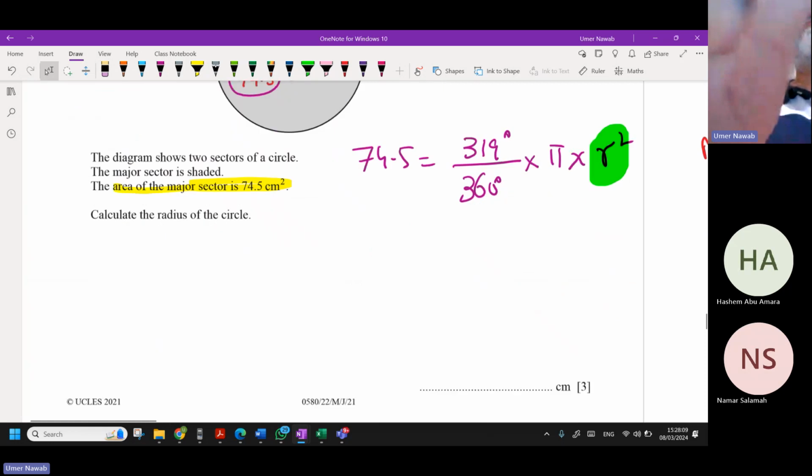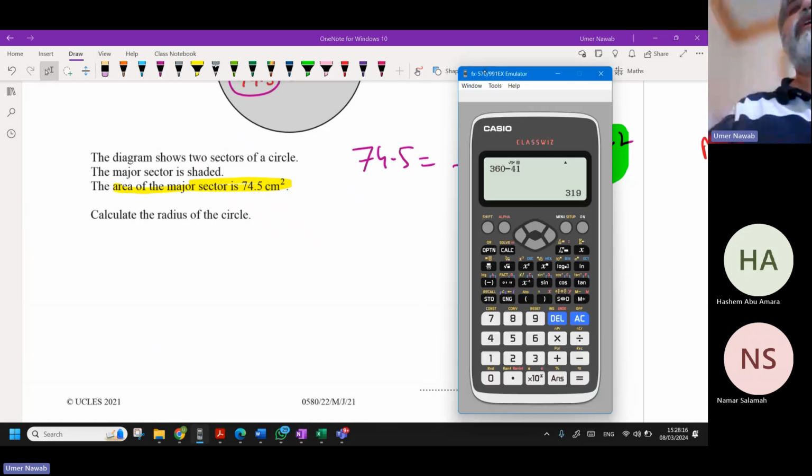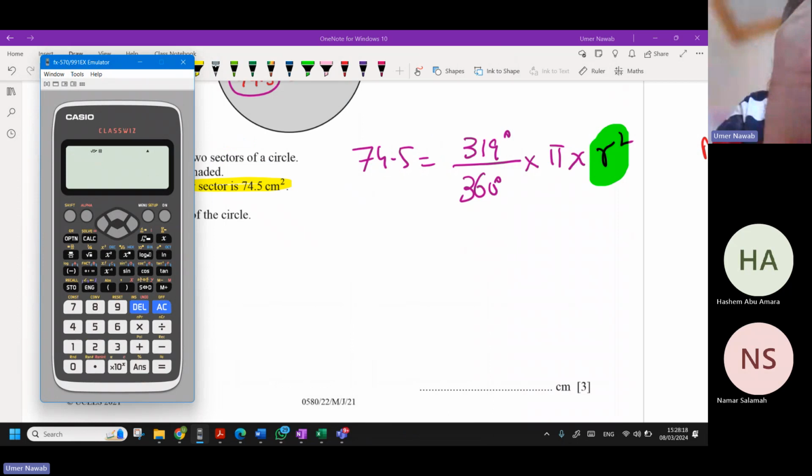Now Rida, the best thing is that in the exam you can use the equation solver if your algebra is very bad and you want to verify your answer. So first I'm going to copy here 74.5, then I write the equal sign, then a fraction, 319 over 360, times pi, and then radius squared. I cannot write radius, I need to write x squared. Now I give this command to the calculator: please give me the radius quickly. So shift solve, and I got my answer, minus 5.